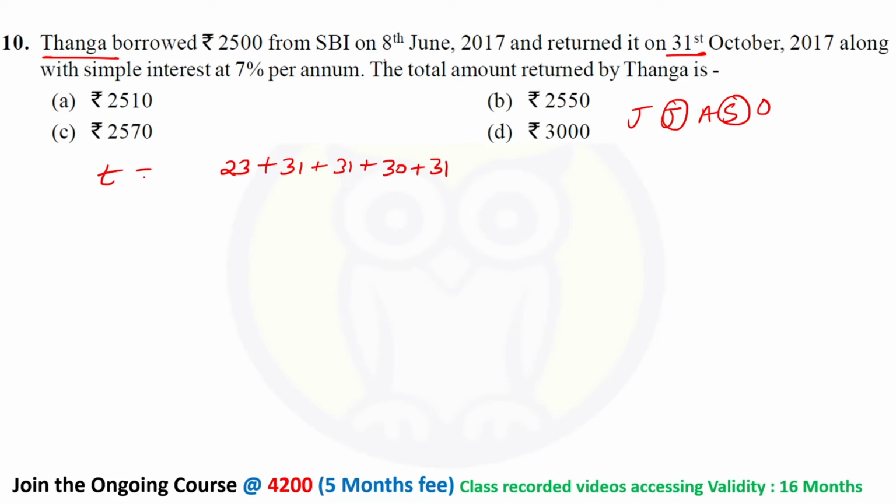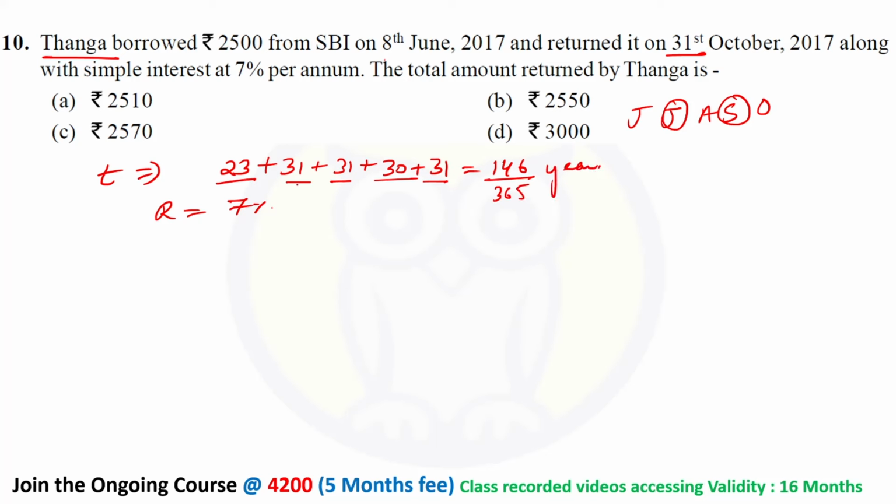So the total time: 31 plus 31 plus 31 is 93, 93 plus 30 is 123, and 123 plus 23 is 146 days. So 146 days is our time. The rate is given as 7%. Since the time is in days, we divide by 365 to convert it into years, as 365 days is one year.